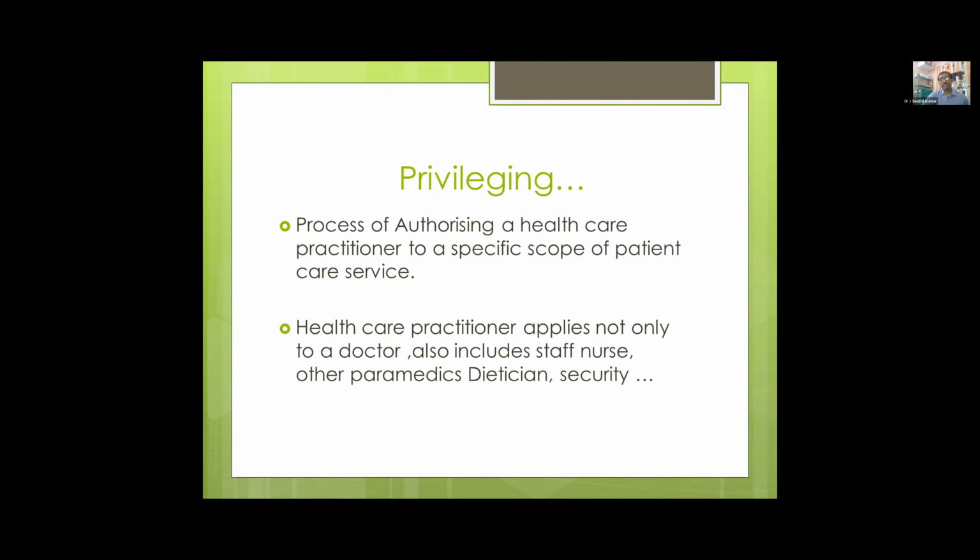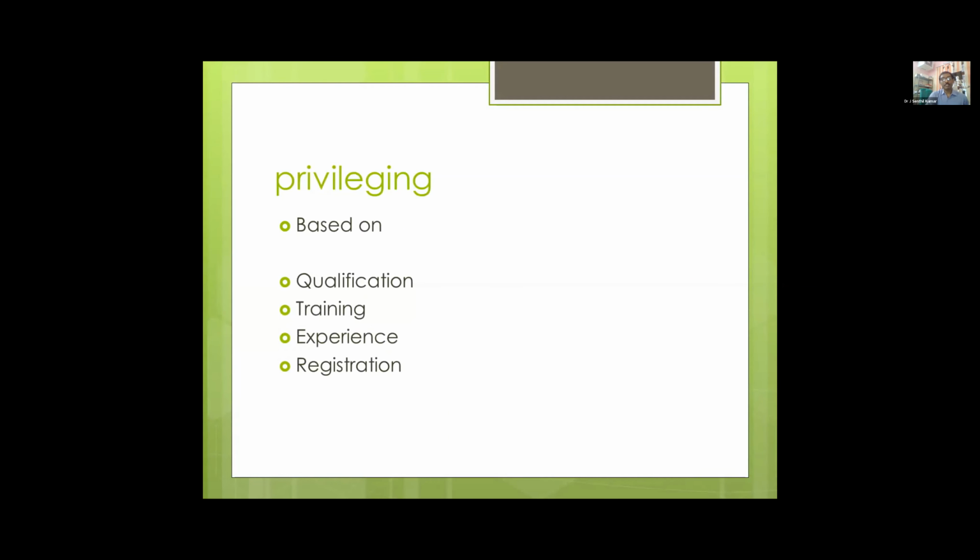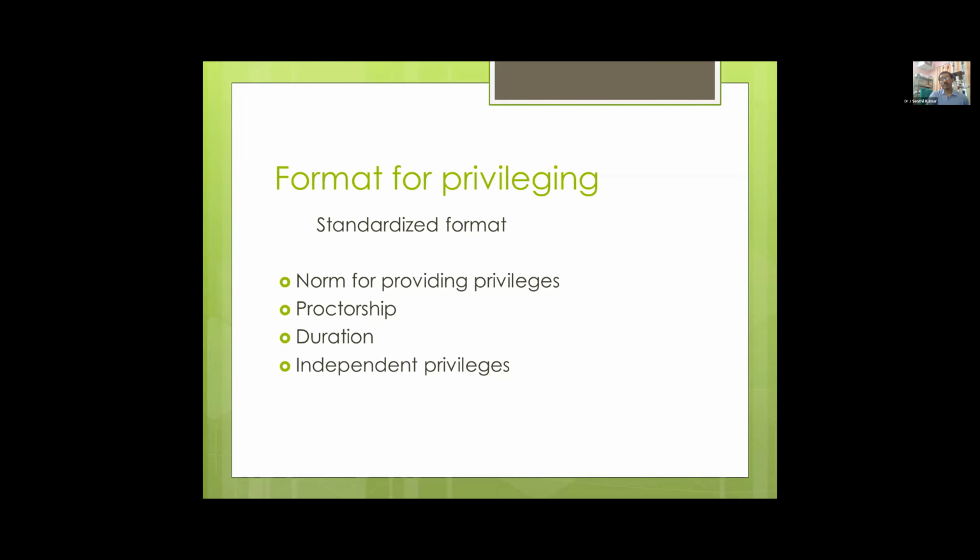Privileging, as we had already seen, is the process of authorizing a healthcare practitioner to a specific scope of patient care service. Healthcare practitioner applies not only to a doctor but also includes staff nurse, paramedics, dietitian, security personnel, etc. Privileging is based on the qualification, training, experience, and registration. There is a standardized format for privileging. That's a norm for providing privileges, proctorship, that's observationship, duration of privileging, and when independent privileges are given.